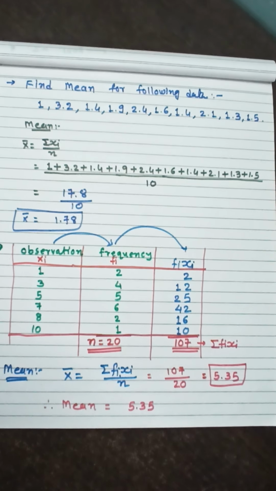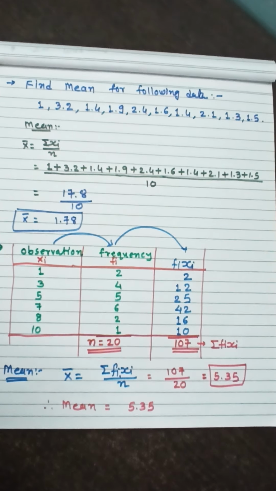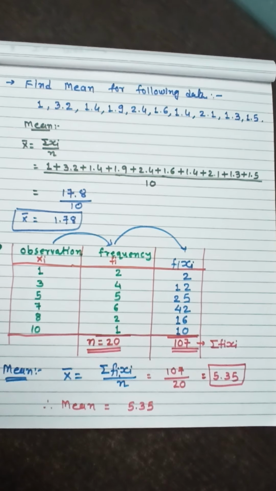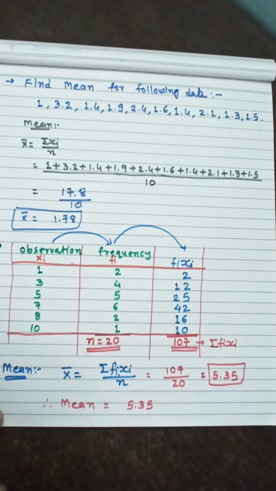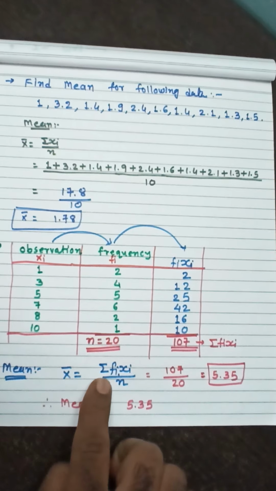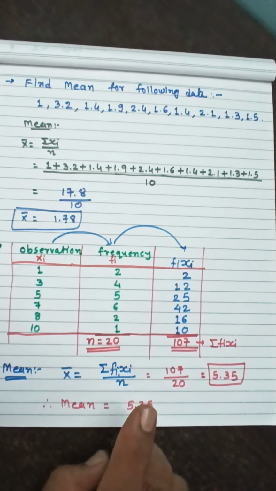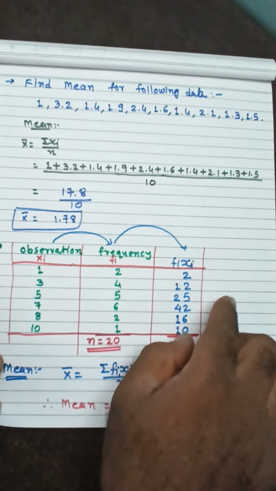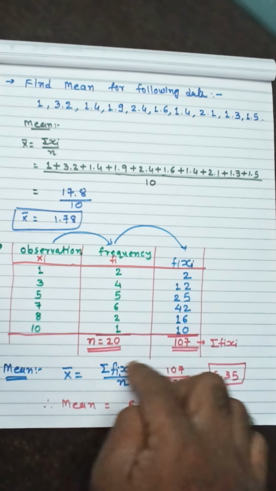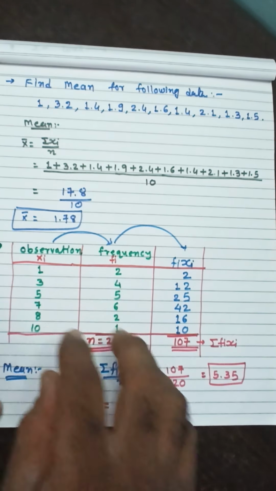Hello students. In the previous lecture we learned about mean by two different formulas. Number one was x bar is equal to sigma of xi upon n, and the second one was x bar is equal to sigma of fi into xi upon n. Now once again we will solve one more sum by this formula.